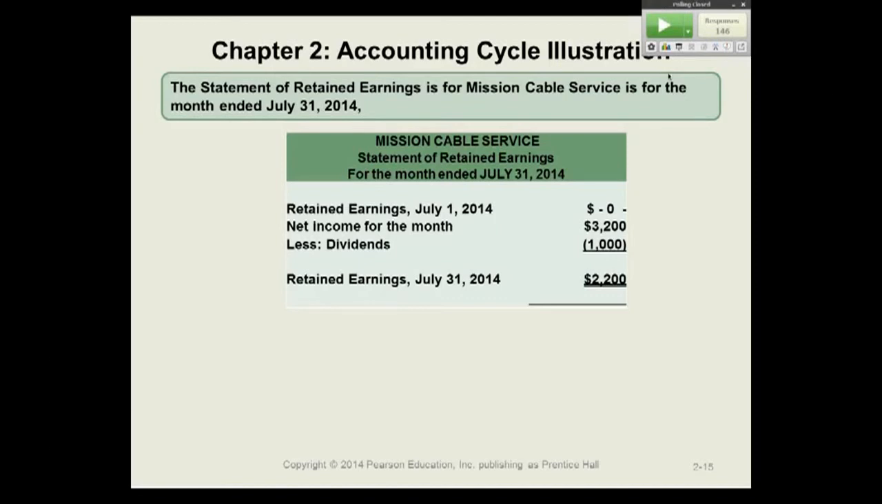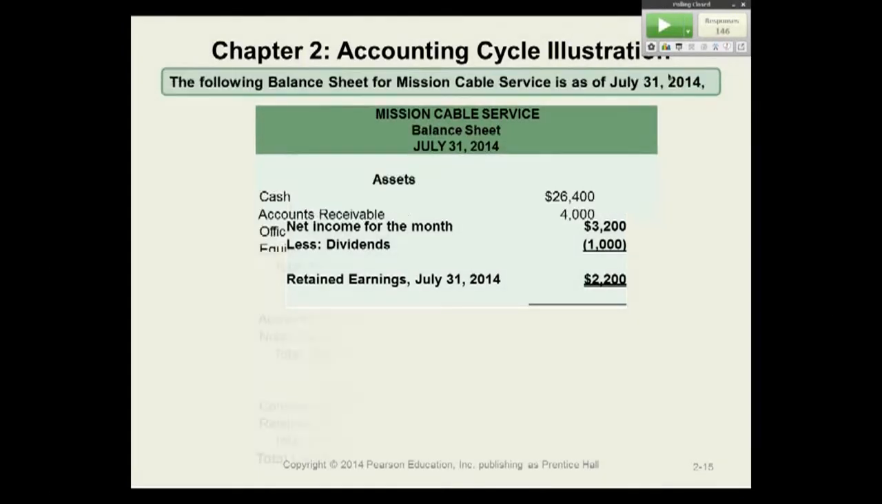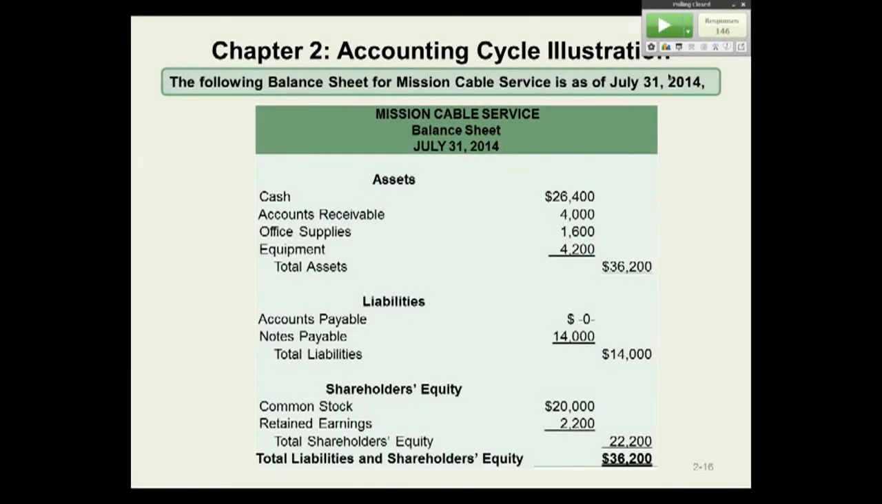Okay, now, let's take our last statement, which is our balance sheet. Our balance sheet accounts will include cash, accounts receivable, office supplies, and then equipment. Our liabilities, of course, accounts payable is 0, notes payable is 14, common stock is 20, and now, of course, you need retained earnings to balance. The retained earnings balance on the trial balance is not going to help you. You have to get it from the statement of retained earnings. That's where it's got to come from.